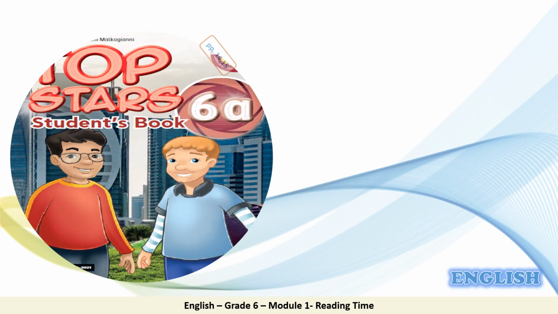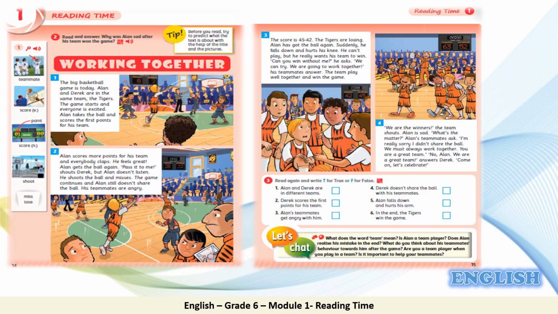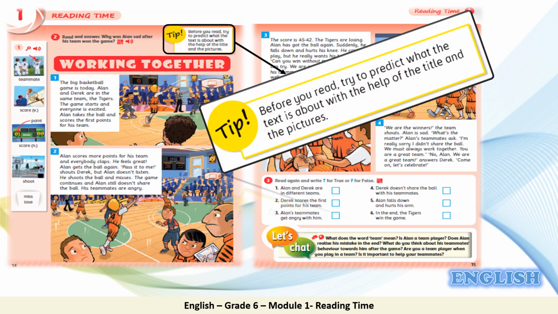And now it's time to go back to the student's book, pages 14 and 15, to work on the text in order to achieve the second objective. Before we read this text, we need to pay attention to this tip, which is a piece of advice. Let's read it together. Before you read, try to predict what the text is about. How? With the help of the title and the pictures. So, we're going to discuss the title and the pictures.